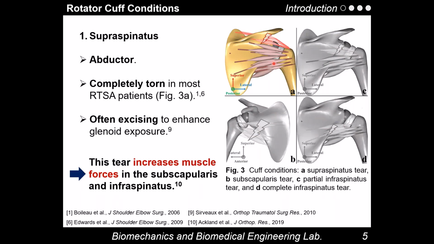Specifically, I'd like to focus on the supraspinatus first. This muscle is known as a primary shoulder abductor. However, in most RTSA patients, it is already completely torn. Furthermore, even when the supraspinatus remains intact, it is often excised by surgeons to enhance glenoid exposure, making it easier to prepare the bone for the implant. Biomechanically, this tear increases muscle forces in the subscapularis and infraspinatus.